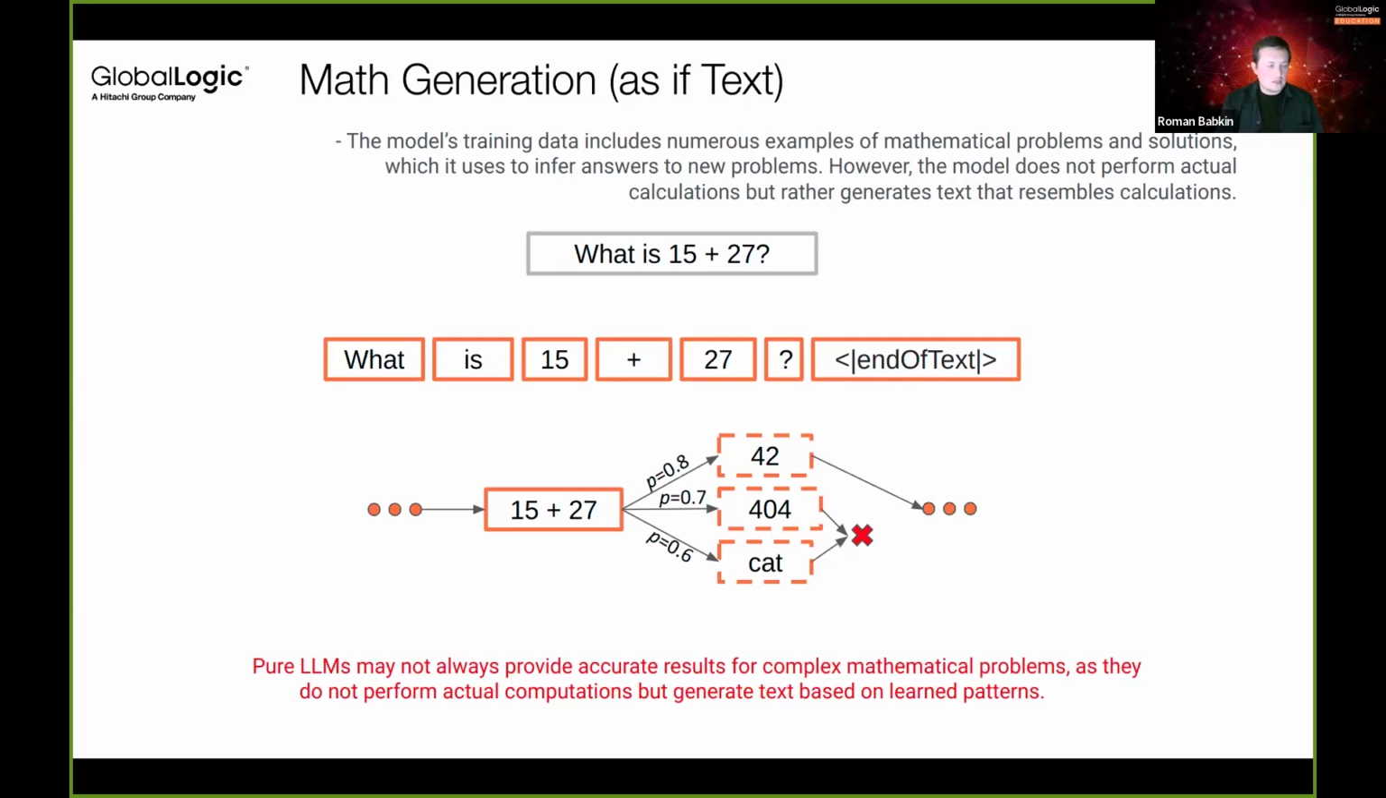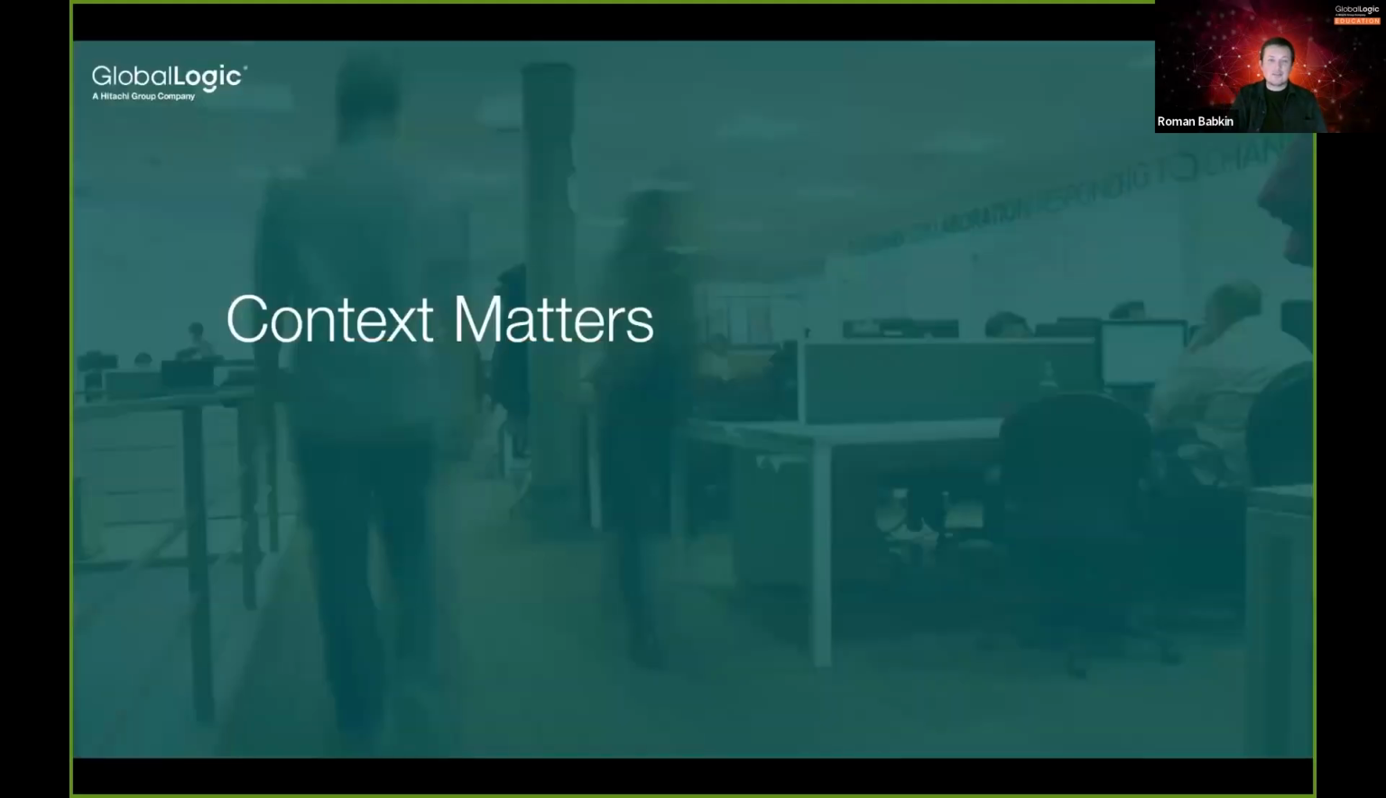Just a simpler remark: ChatGPT is not a model. ChatGPT can do some math because it uses the model and some tools around, and those tools can do the math. In some cases, GPT-4 can do this, 3.5 cannot. Okay, let's move on. Context matters.